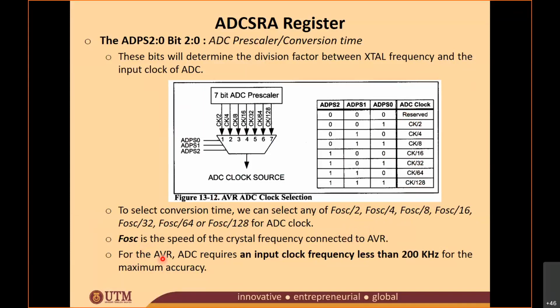For the AVR, the ADC requires an input clock frequency less than 200 kilohertz for the maximum accuracy. So make sure that your clock frequency is less than 200 kilohertz. That's why you need to determine which prescale you are going to use, in order to make sure the clock frequency is less than 200 kilohertz. Why? Because if you use a clock frequency greater than 200 kilohertz, the accuracy of the ADC conversion will become lower. To have maximum accuracy, make sure that the clock frequency is less than 200 kilohertz.